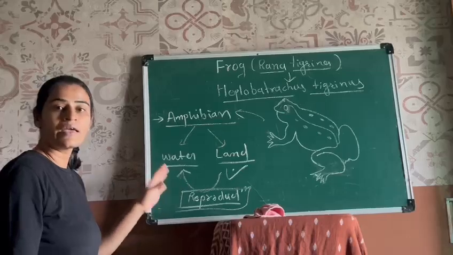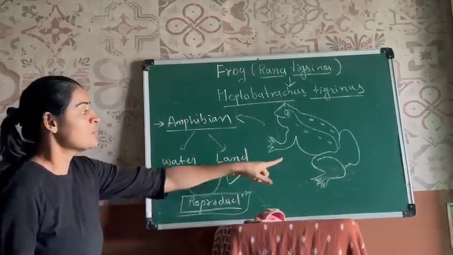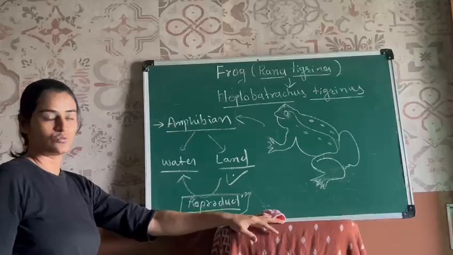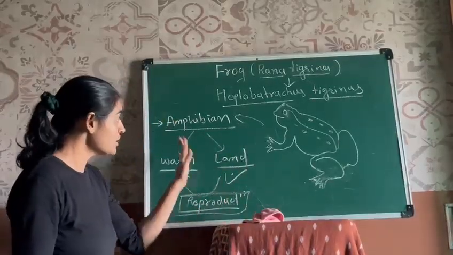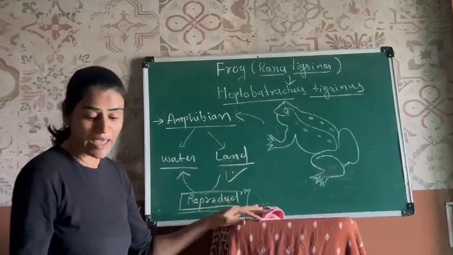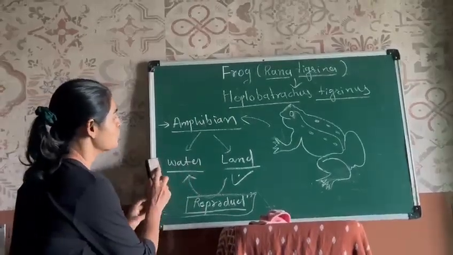They lay their eggs, the eggs hatch, the tadpole comes out, matures and becomes an adult frog, and then it can go to the land. So the life cycle is like that. Now it is an amphibian, so as far as habitat is concerned, both water and land are there.